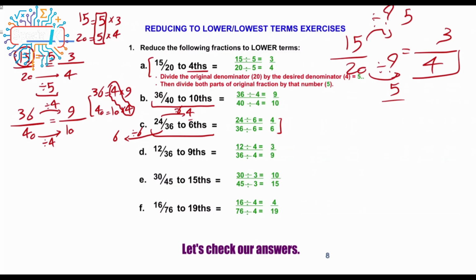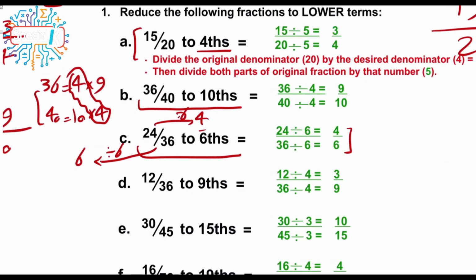The way we have it over here, we have 36 by 40, and I need to convert it to tenths. Right? Now, what does that mean? It means convert 36 divided by 40 to a fraction that has tenths in its denominator. Simple. So 40 divided by 4 is obviously going to give you 10. 36 divided by 4 is going to give you 9. That's it, 9 over 10.